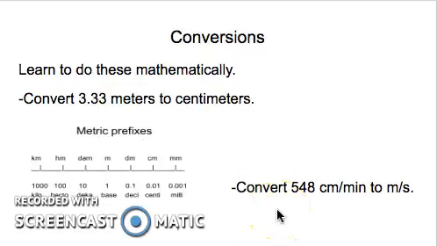We are going to now go with how to convert 548 centimeters per minute to meters per second. So let's take the same thing you had from before. Let's go 548. We're going to put centimeters on top, and it's per 1 minute on the bottom.